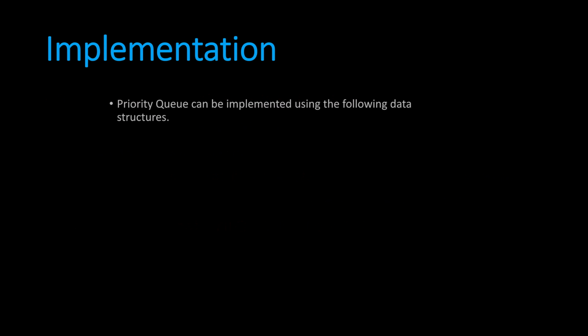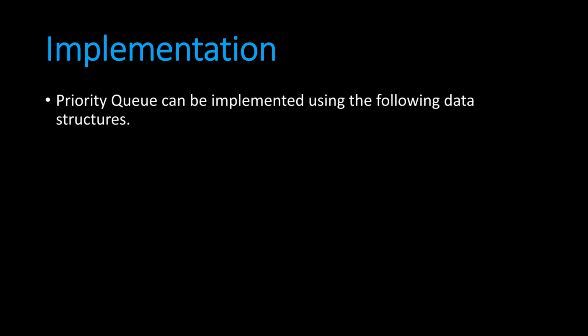Implementation. A priority queue can be implemented using various data structures. We can use a lot of different things to implement a priority queue. For example, we can use arrays. Arrays can be dynamic or fixed size.